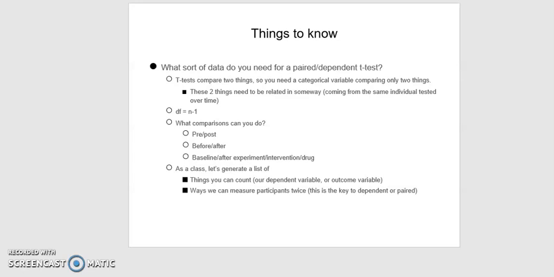The degrees of freedom for a paired, dependent, or related t-test is n minus 1. So your number of people: I'm going to have 20 people, and I'm going to test them twice. My degrees of freedom would be 20 minus 1.